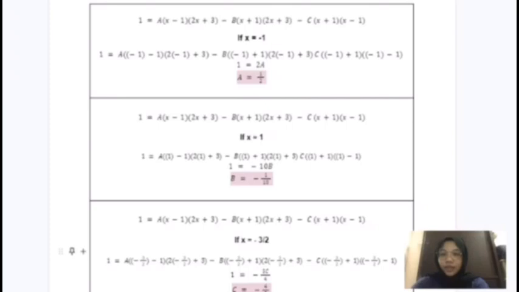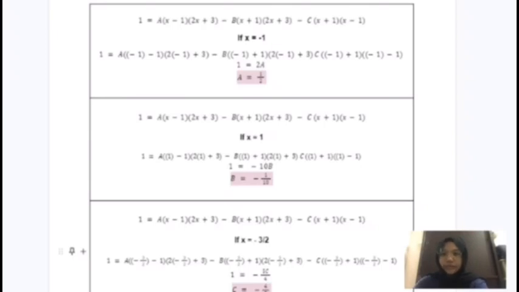For the b, x equal to 1 is plugged into the equation, which gives b equal to negative 1 over 10. For the c, x equal to negative 3 over 2 is substituted, which gives c equal to negative 4 over 5.